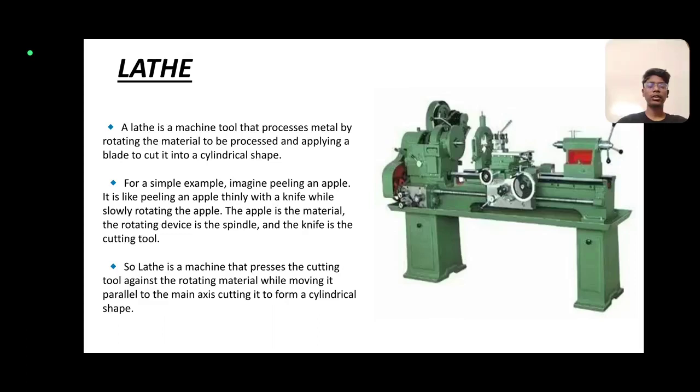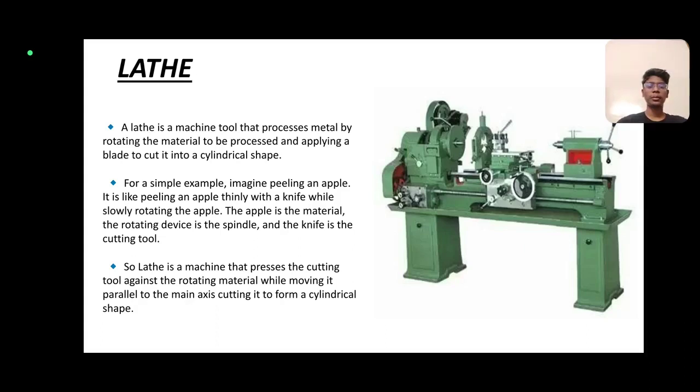Next, we are going to learn about the lathe machine. A lathe is a machine tool that processes metal by rotating the material to be processed and applying a blade to cut it into a cylindrical shape. For a simple example, imagine peeling an apple. It is like peeling an apple thinly with a knife while slowly rotating the apple. The apple is the material, the rotating device is the spindle, and the knife is the cutting tool.